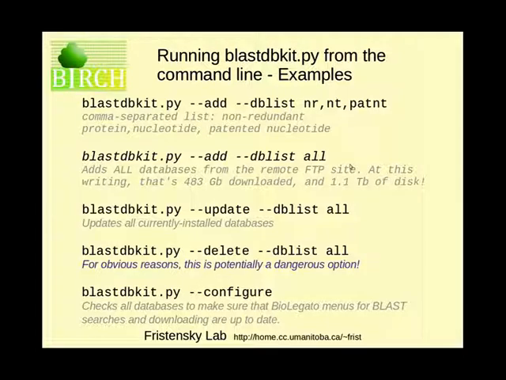If you wanted to add all of the databases from NCBI, it's even simpler. It would be blastdbkit.py add dblist all. So the all keyword indicates in this context all of the NCBI databases. You could do that, but just remember that's about 483 gigabytes to download and 1.1 terabytes of disk space.